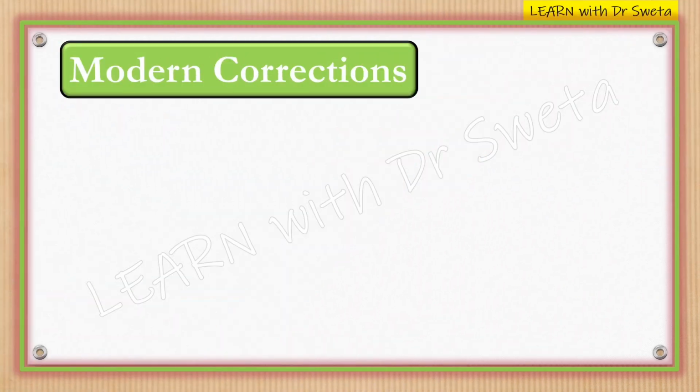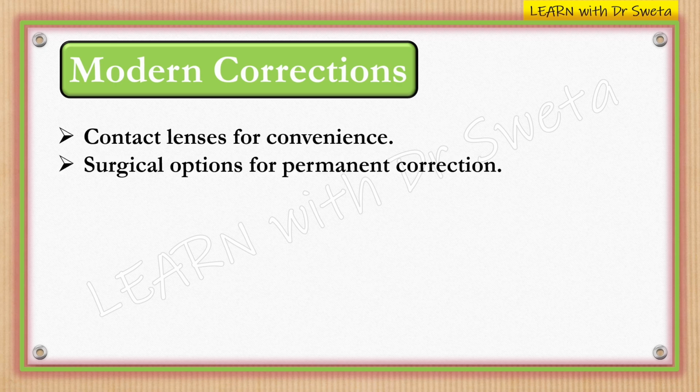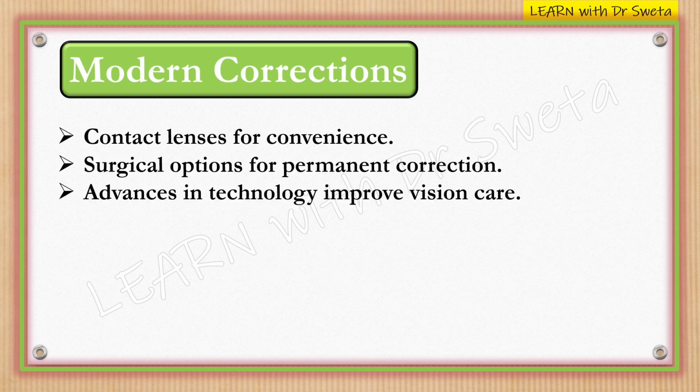Now let's have a look at some modern corrections. So today we have options like contact lenses or surgeries to correct vision problems. These modern methods make life easier for people with vision issues. So the human eye is a fascinating organ. Understanding it helps us care for our vision. Remember, vision defects can be corrected with modern techniques, and advanced techniques ensure better eye health.